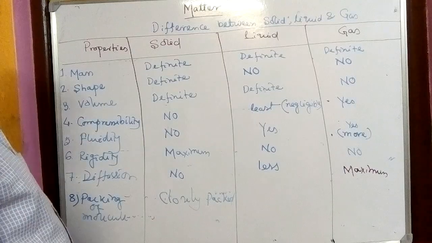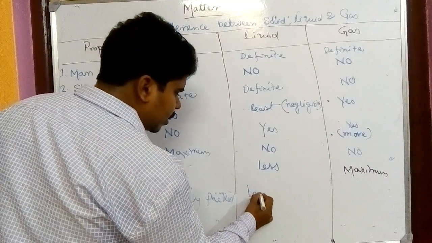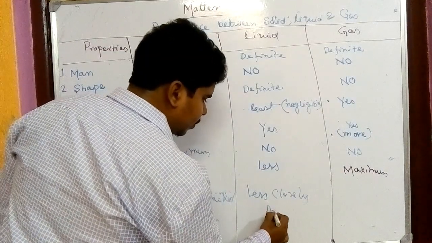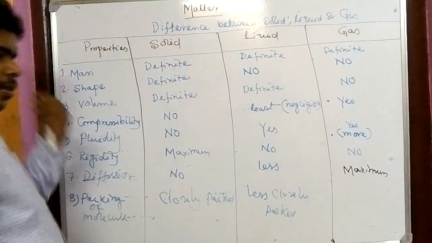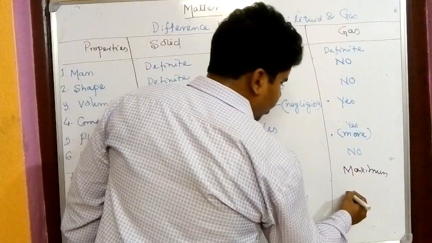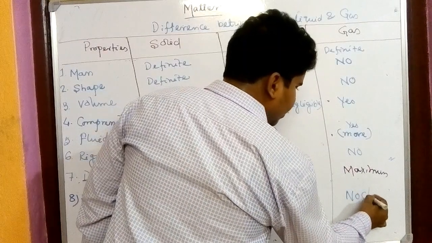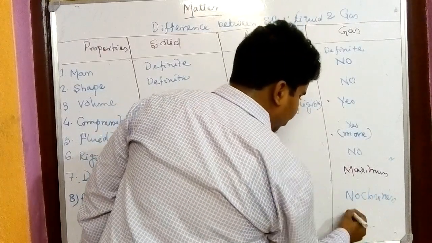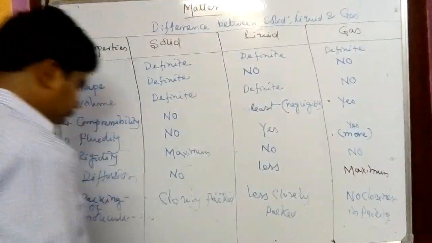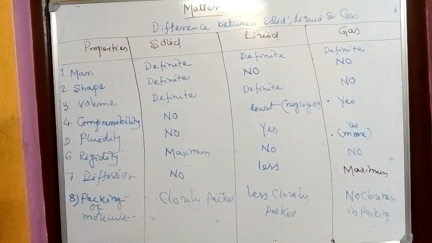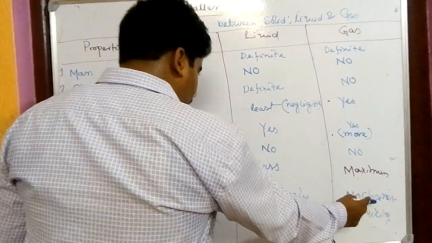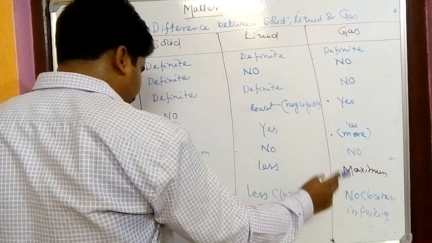If I'm talking about liquid, less closely packed. Less means it is less than solid but more than gas. But if I am talking about gas, no closeness in packing. So three things we have seen: closely packed, less closely packed, and no closeness in packing.